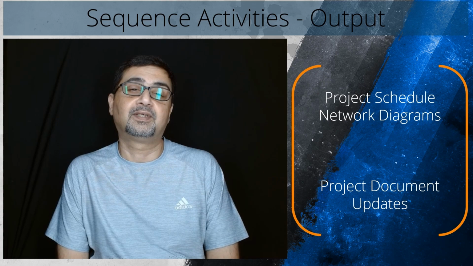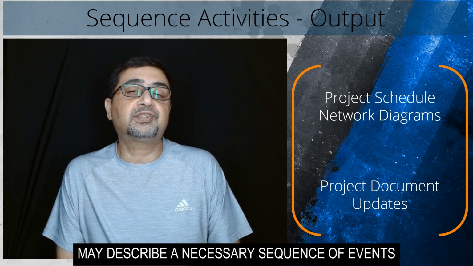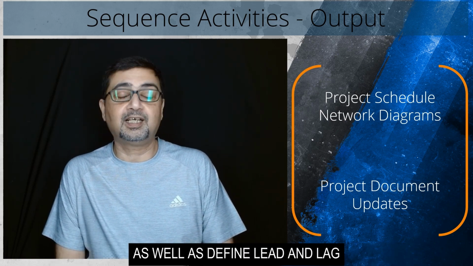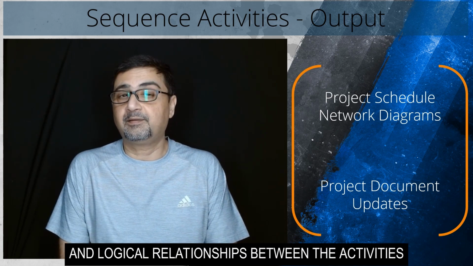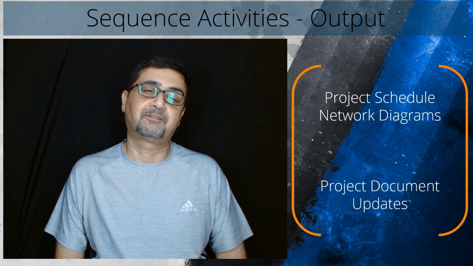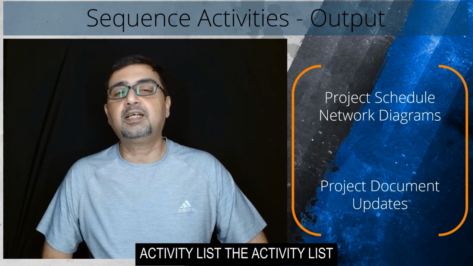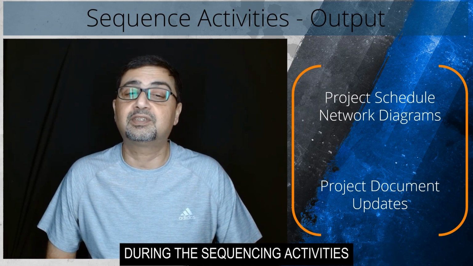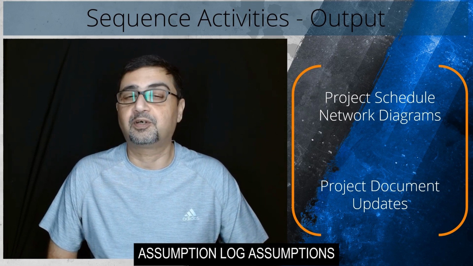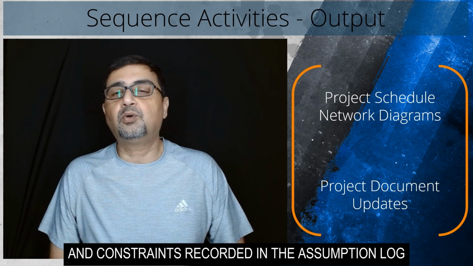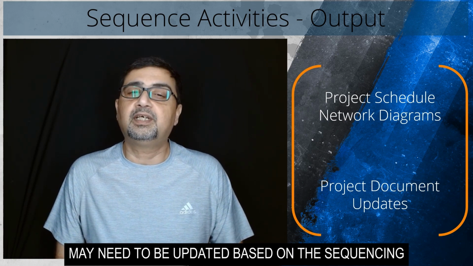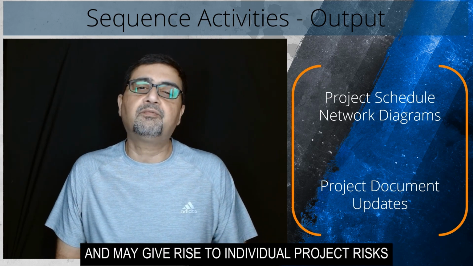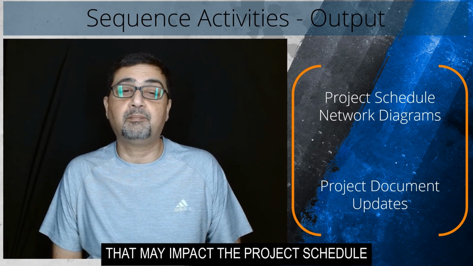Activity attributes. Activity attributes may describe a necessary sequence of events or define predecessor or successor relationships, as well as define lead and lag and logical relationships between the activities. Activity list. The activity list may be impacted by the change in relationships among the project activities during the sequencing activities. Assumption log. Assumptions and constraints recorded in the assumption log may need to be updated based on the sequencing, relationship determination, and leads and lags, and may give rise to individual project risks that may impact the project schedule.